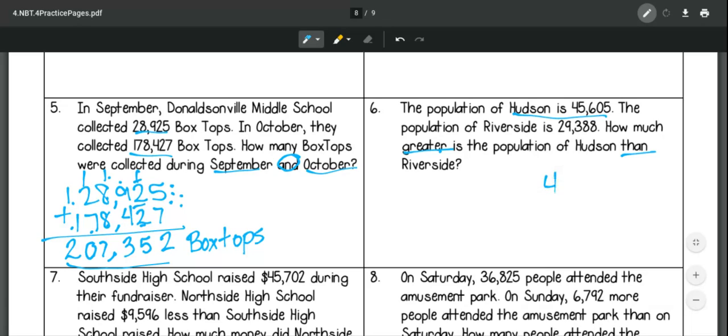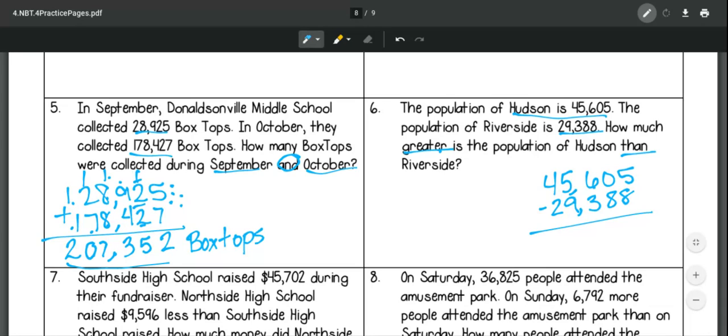So we're going to put 45,605 subtract 29,388. I'm not going to draw this one out with base 10 blocks. We're going to stack and subtract with this one. So we're going to look at the ones first. Remember, we're starting from the right side when we're in math.